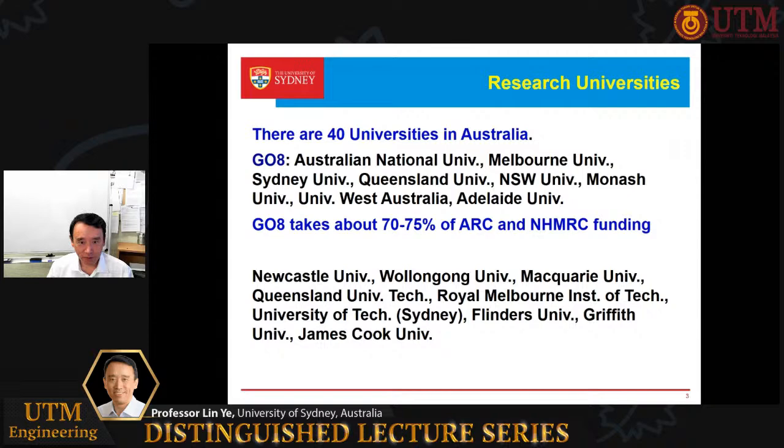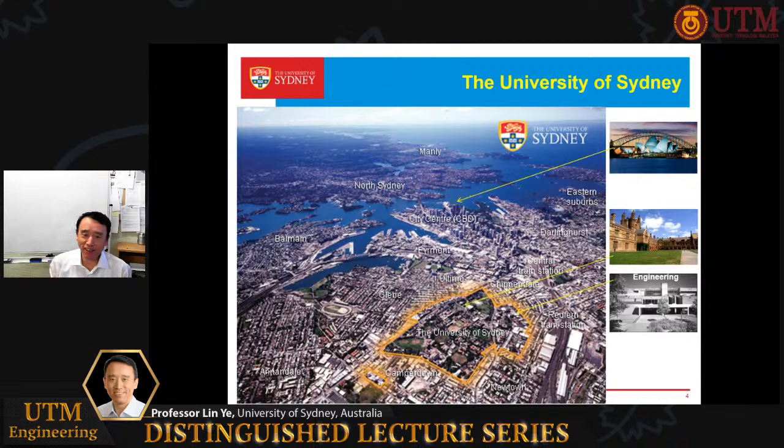In terms of the University of Sydney, sometimes we call it the oldest university in the Southern Hemisphere. We celebrated its 170th birthday recently. If you look at the landmarks, the Opera House is here. This is the Harbour Bridge. This, in fact, is what we call the CBD, like the Twin Tower area in Kuala Lumpur. It's really the city center.